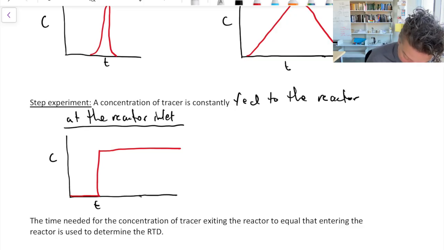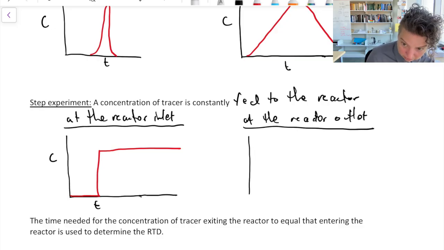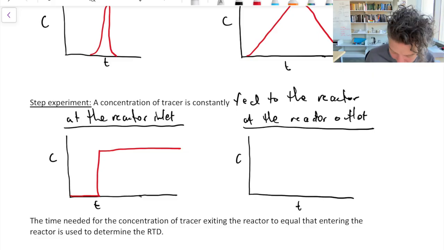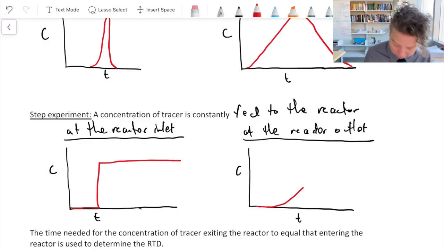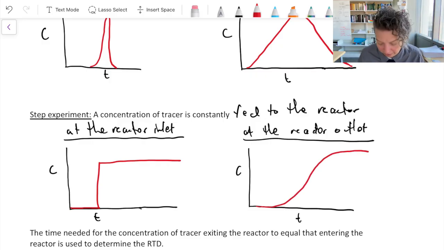And what's going to happen at the reactor outlet? I'm going to have a similar shape, but it's not going to be as perfect, and the reason for that is because the different molecules spend a different amount of time in the reactor, and hence I'm going to get some spending a little bit less time than others, and some spending a little bit more.